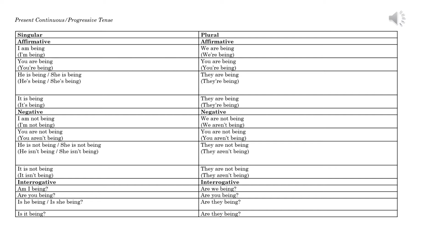Negative. I am not being, I'm not being. You are not being, you aren't being. He is not being, she is not being. He isn't being, she isn't being. It is not being, it isn't being. We are not being, we aren't being. You are not being, you aren't being. They are not being, they aren't being.